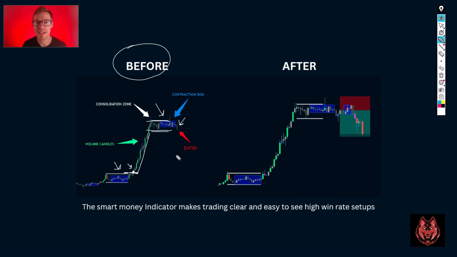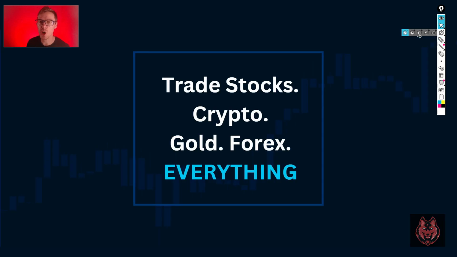I actually entered this exact trade right over here, and you'll see price breaks below and up and then starts to drop. There's many different ways to trade this strategy, and in our group we teach you the best ways to use this strategy and this indicator for ultimate success. You can trade stocks, crypto, gold, forex, indices, everything. This indicator will work on any financial asset.